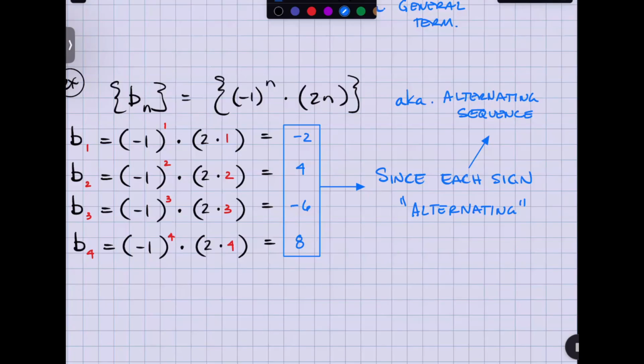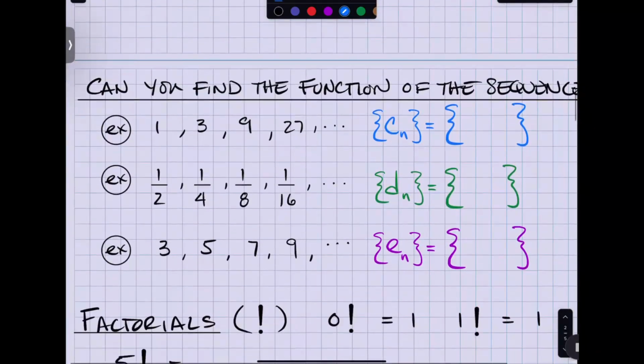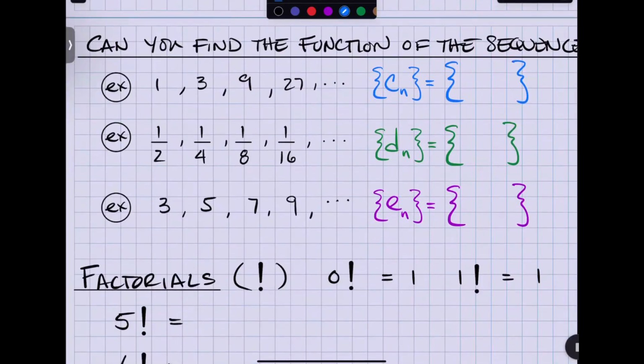So, yes, it's very easy for them to give us a general term and for us to find each of the different terms. The question is, if they were to give you the sequence, can you give the general term? So here's 4 of them. 1, 3, 9, 27. Can we figure out what the general term is?